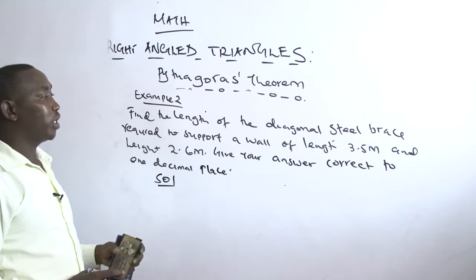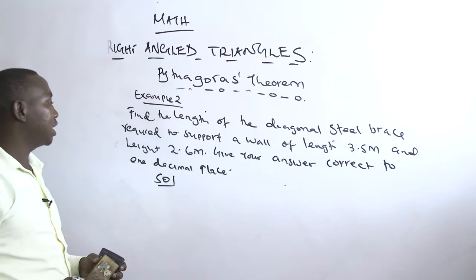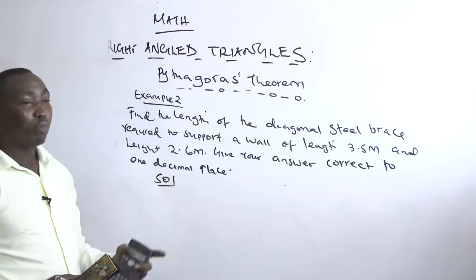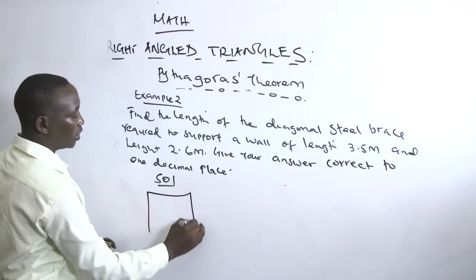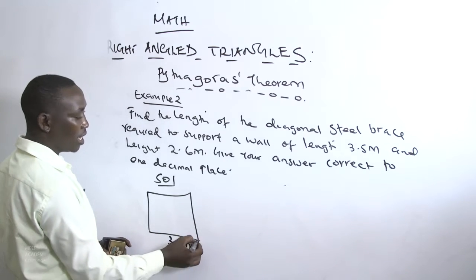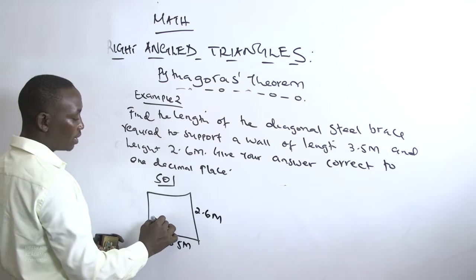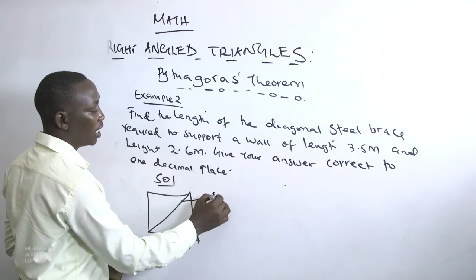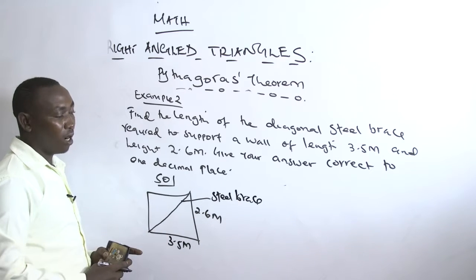Now, the solution to this question, we have been told to find the length of the diagonal steel brace required to support a wall of length 3.5 meters and a height of 2.6 meters. We are supposed to give our answer correct to 1 decimal place. Now, if this is our wall, which we have been told is of length 3.5 meters and the height of the wall is 2.6 meters, we need to find the length of the diagonal of the metal or steel brace, which will be required to support this particular wall.